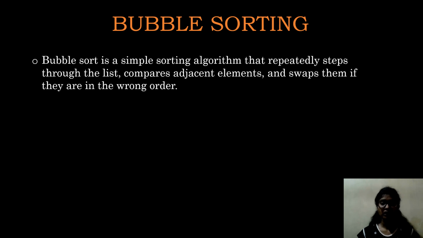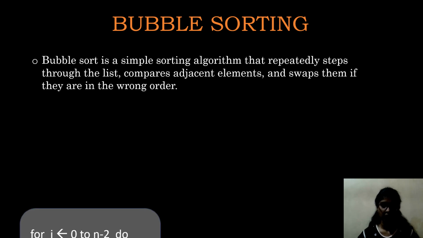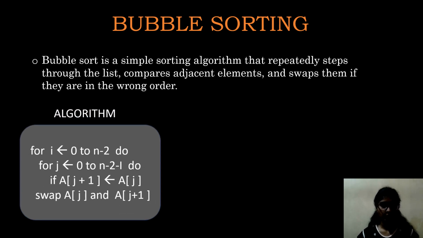Now let's see bubble sorting. Bubble sorting is a simple sorting algorithm that repeatedly steps through the list, compares adjacent elements, and swaps them if they are in the wrong order. So this is the algorithm for bubble sort. We take the ith position from 0 to n minus 2, and then another for loop for j, from 0 to n minus 2 minus i.